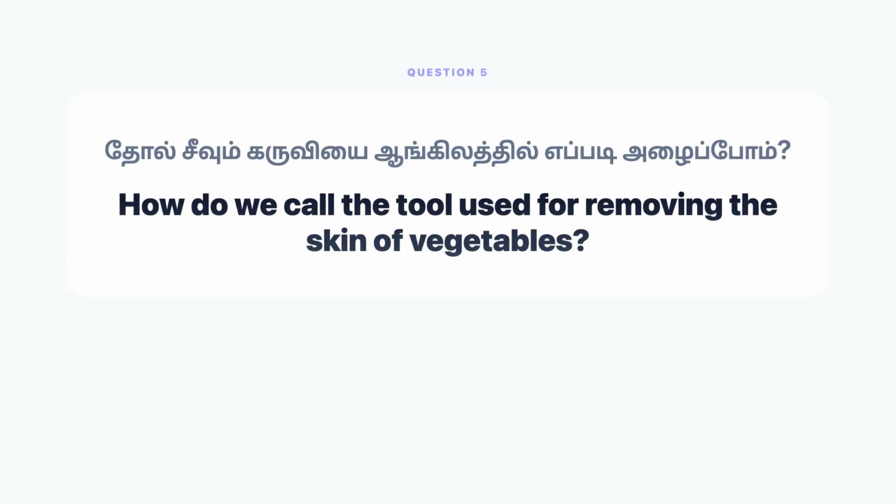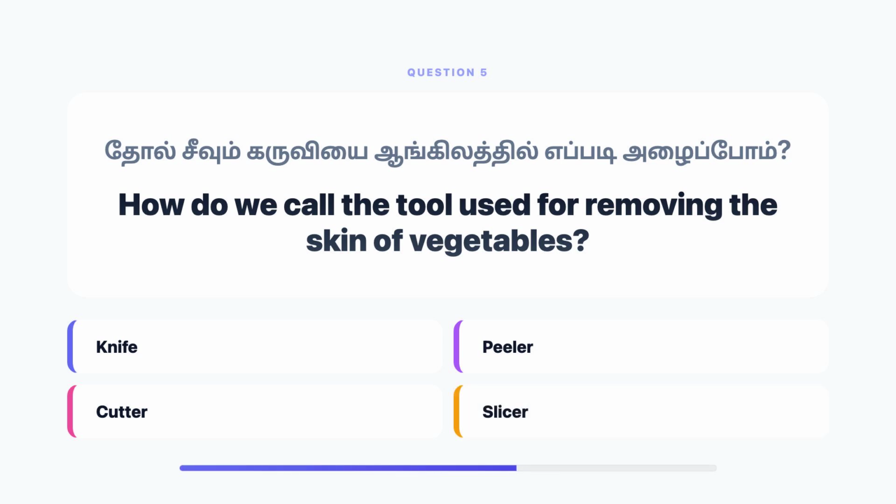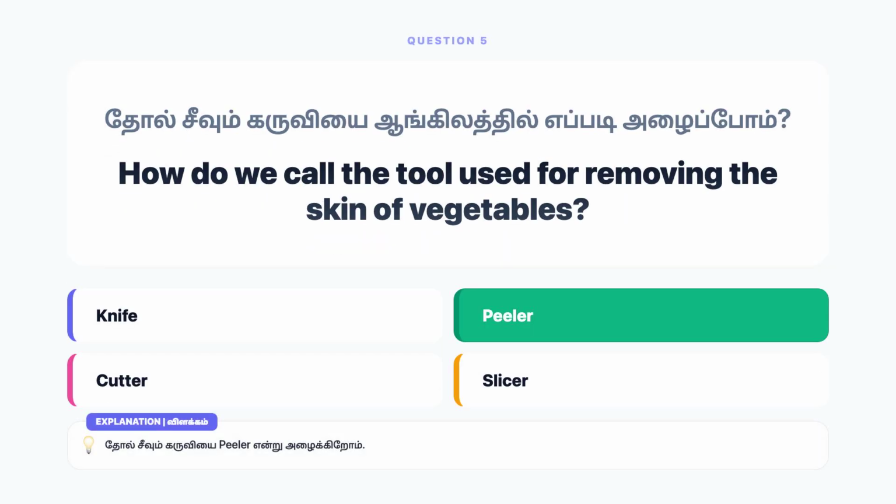How do we call the tool used for removing the skin of vegetables? Knife, peeler, cutter, slicer. And the correct answer is peeler. Excellent. You got it right.